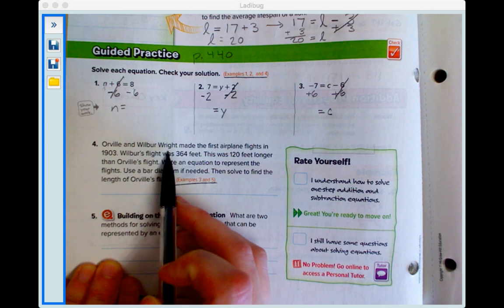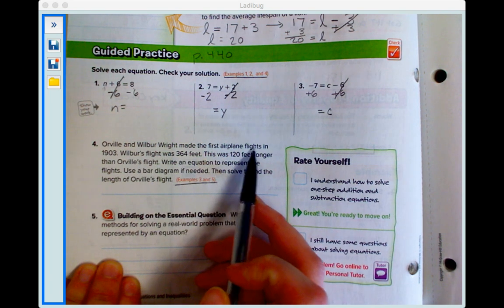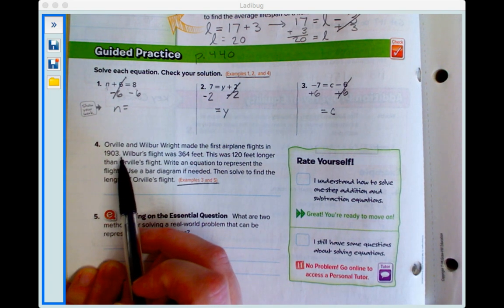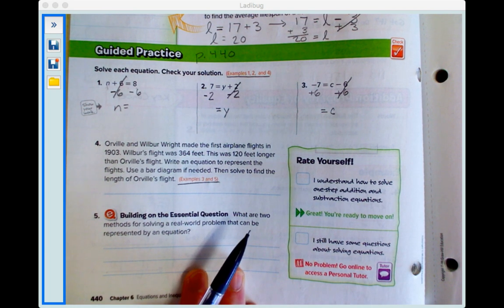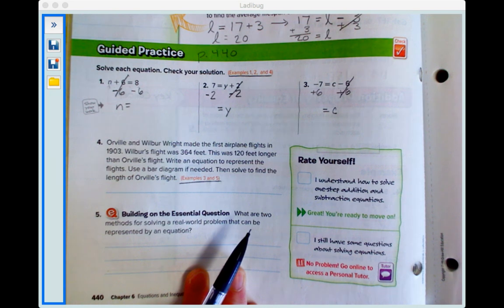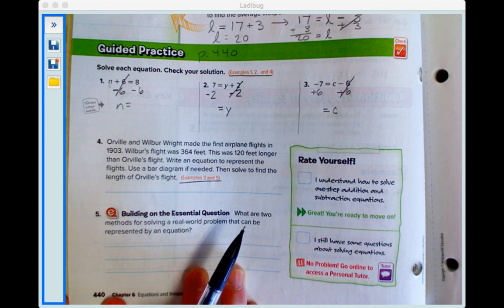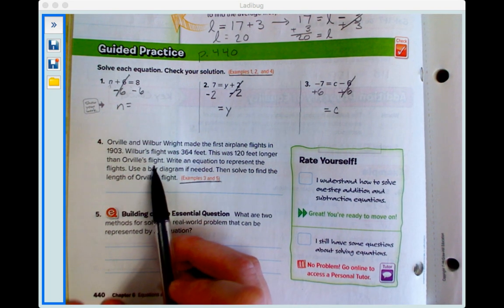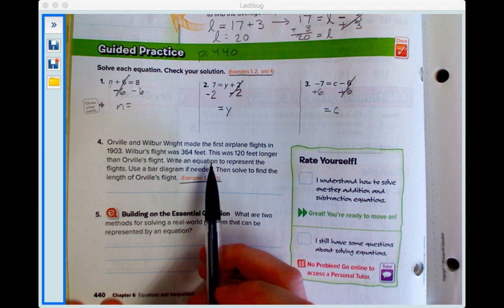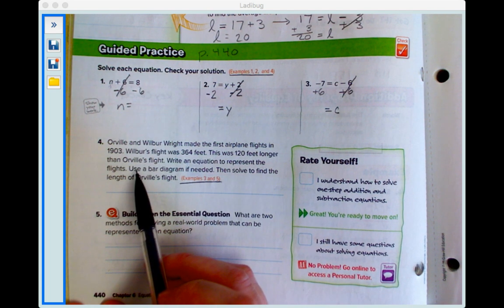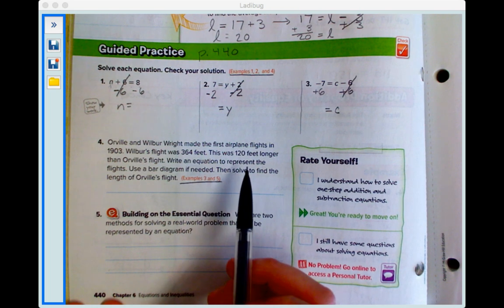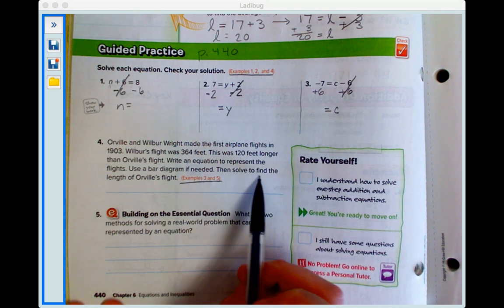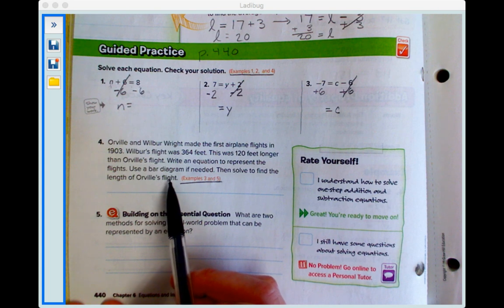Orville and Wilbur Wright made the first airplane flights in 1903. Wilbur's flight was 364 feet. This was 120 feet longer than Orville's flight. Write an equation to represent the flights. You can use a bar diagram if needed. Then solve to find the length of Orville's flight.